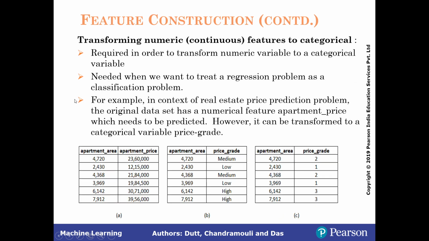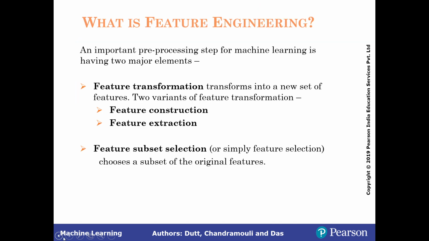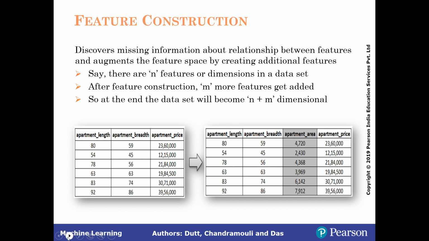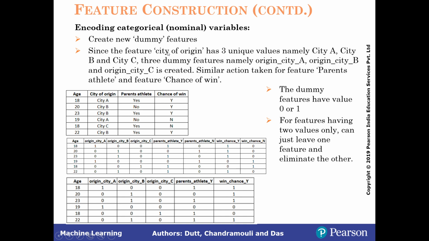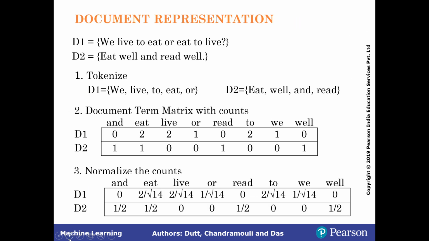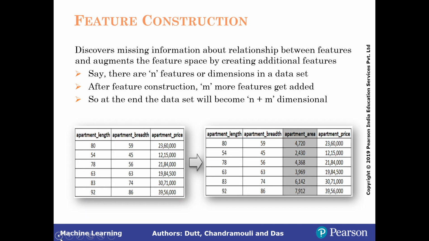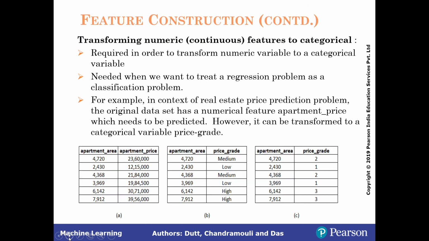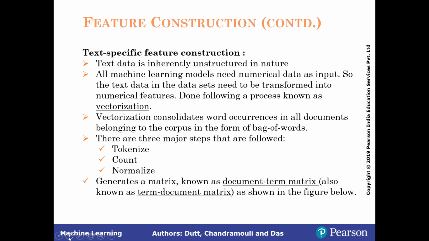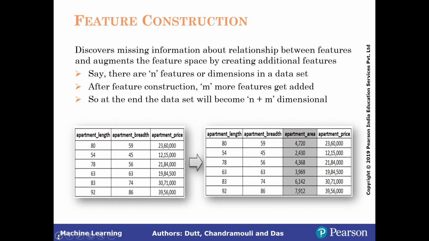Again, in feature construction, we have various types. Let me discuss them one by one. The first is with respect to nominal, which is encoding categorical. This is also encoding categorical, but with respect to ordinal. And this is for continuous. Those are the three types. Let me show you one by one with examples.